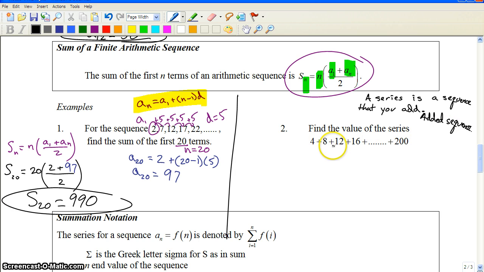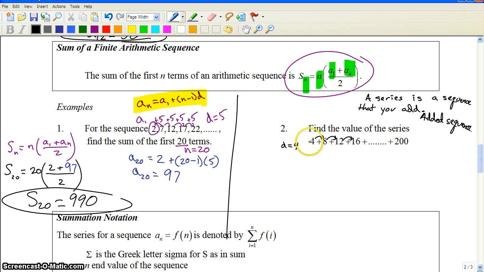If you notice, these are the terms of the sequence. It goes 4, 8, 12, 16, dot, dot, dot. I didn't want to write it all. And then 200, rather. When we talk about a series, it's adding all the stuff up. But what you need to know about this sequence that the series represents is that it's arithmetic. You can tell because from 4 to 8, the difference is 4. From 8 to 12, difference is 4. From 12 to 16, difference is 4. And that's going to continue. So we know it's arithmetic, and we also know that d equals 4.